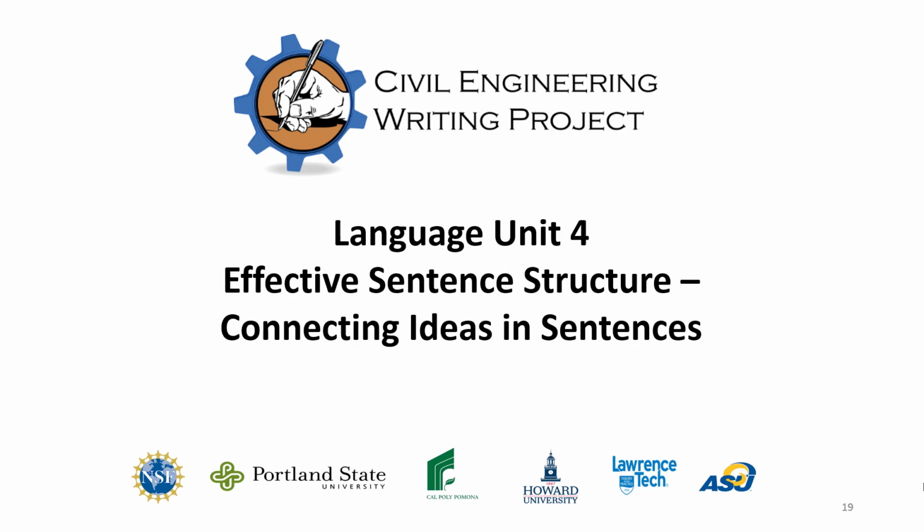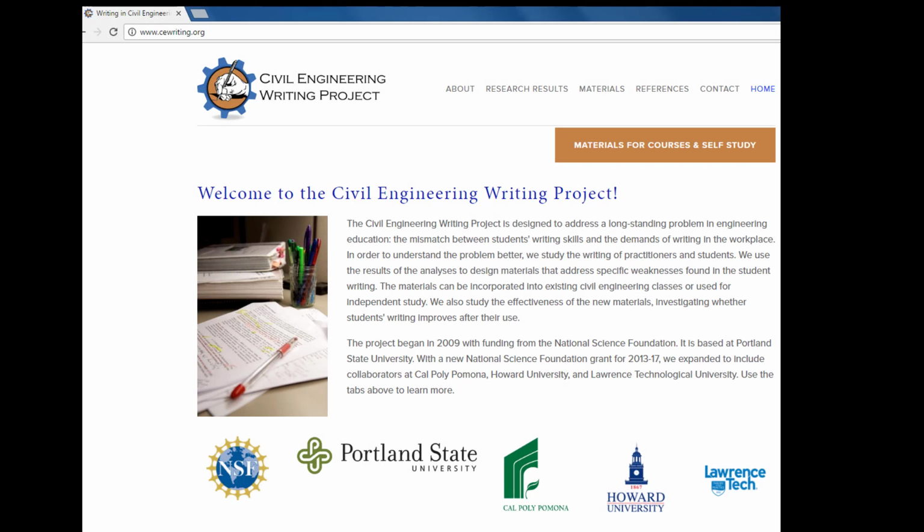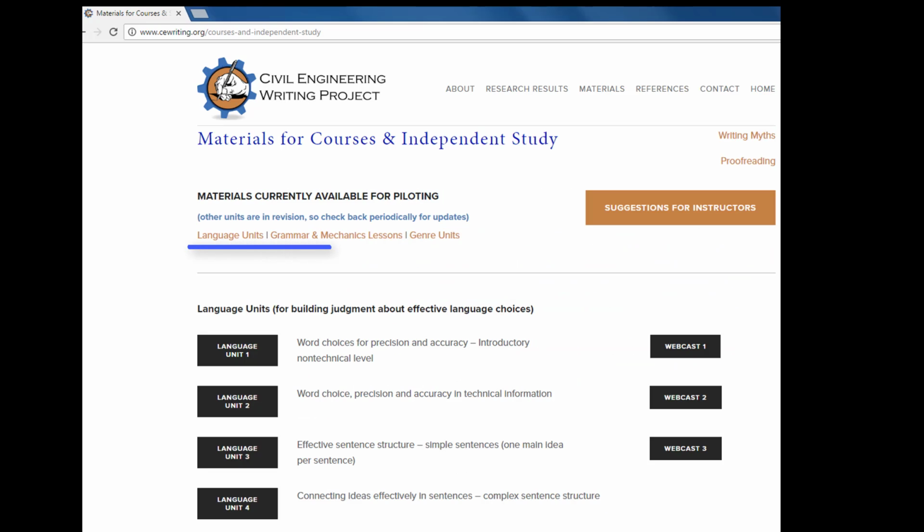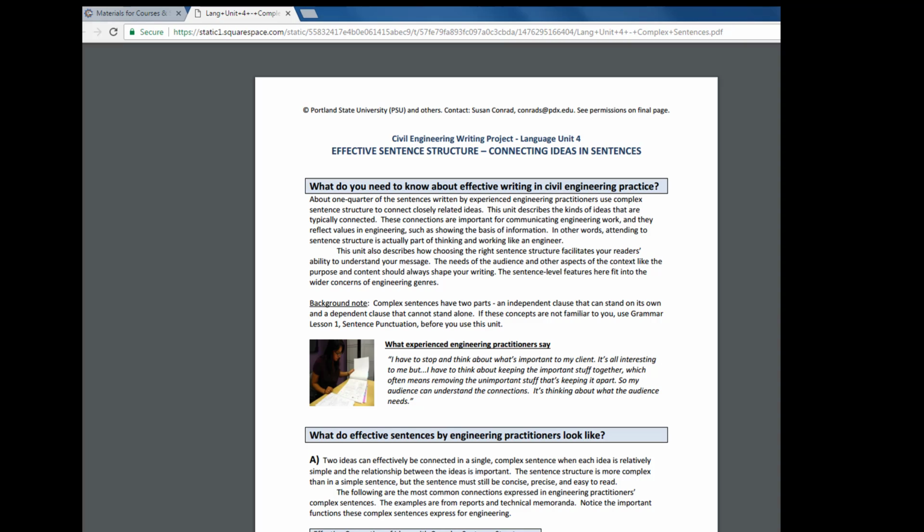In this unit, we describe the kinds of ideas that are typically connected by using complex sentence structure. For a more detailed description of the content covered in this webcast and other tips for writing and proofreading, visit the Civil Engineering Writing Project website at www.cewriting.org. On the website, click on Materials for Courses and Self-Study, where you will find units on language, grammar, and genre for more instructions and techniques to improve your writing. Each unit icon will take you directly to the written version of the unit in a downloadable PDF file.